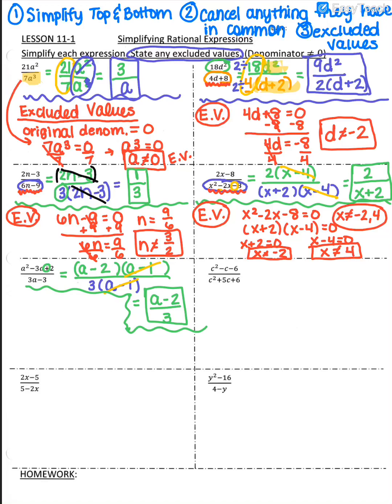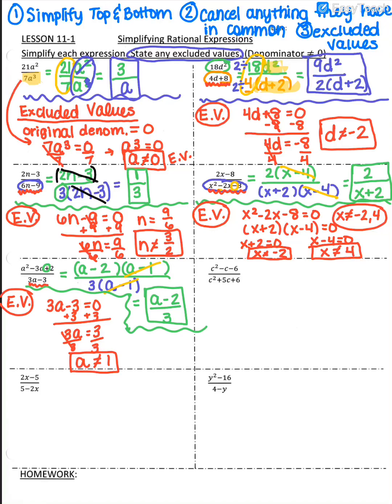Okay, so I kind of boxed that off a little bit. So my excluded values, I'm going to take my original denominator, the 3a minus 3, I'm going to set it equal to 0. So I'm going to add 3 to both sides to begin with. Divide both sides by 3. And we get a cannot be equal to 1. So that's my excluded value here. Okay, so I have my final answer in green. My excluded value is in red. Sorry, I didn't realize how Christmassy this looks.